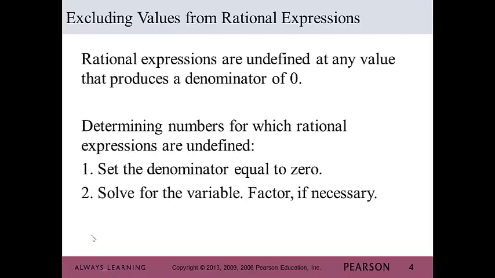Now, rational expressions are undefined at any value that produces a denominator of 0. So undefined is when your denominator is 0. These are the steps for determining the numbers for which a rational expression is undefined. Step 1, set the denominator equal to 0. Step 2, solve for the variable, and you may have to factor if necessary.